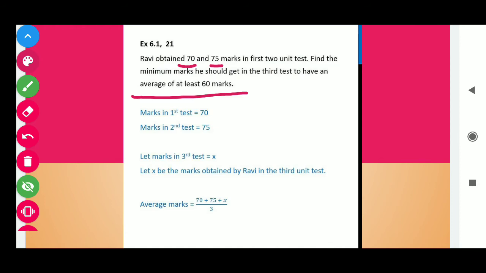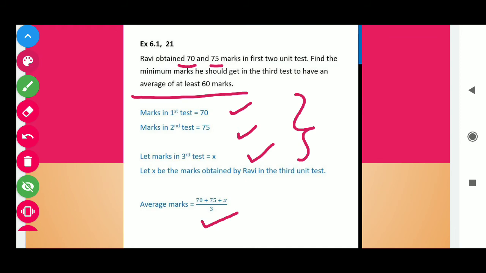So let's start. Here we have the solution. Marks in the first test is 70 and marks in the second test is 75. Let the marks in the third test be x. So students, how to find the average? Add all the numbers and divide by the number of numbers. Here we have three numbers, 70, 75 and x, so we will divide by 3. So here average marks is (70 plus 75 plus x) over 3.